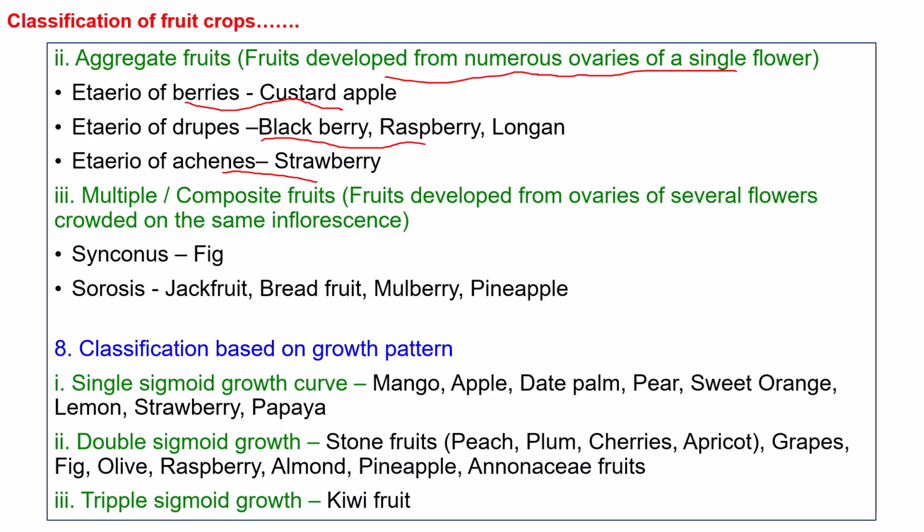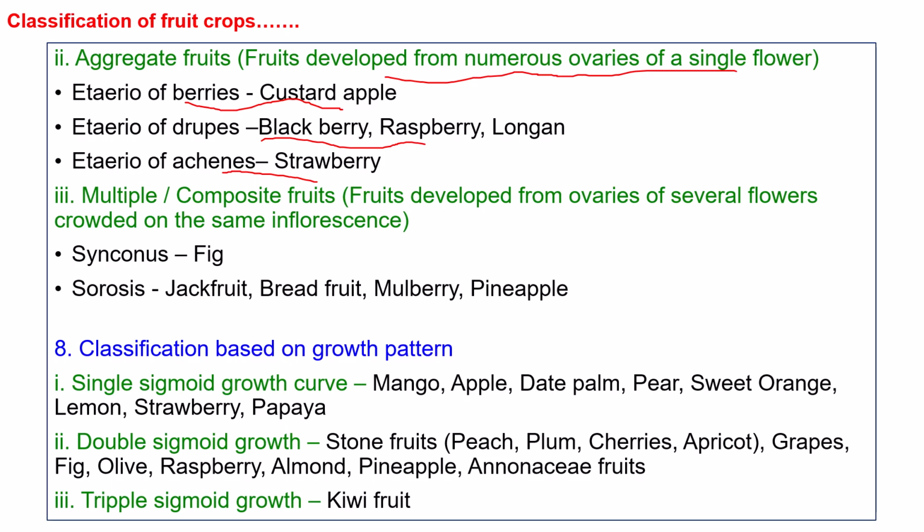So in the case of these types of fruit, as in the case of aggregate fruit, there will be many ovaries, but the many ovaries will not be from a single flower, but from different flowers. But the different flowers will be on the same inflorescence. That is, fruits will be developing from several ovaries of several flowers located on the same inflorescence.